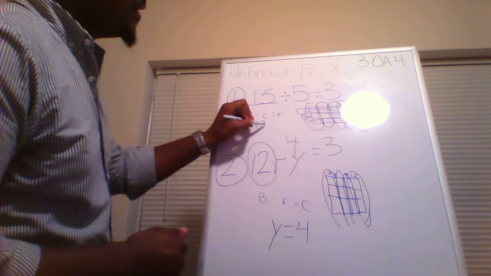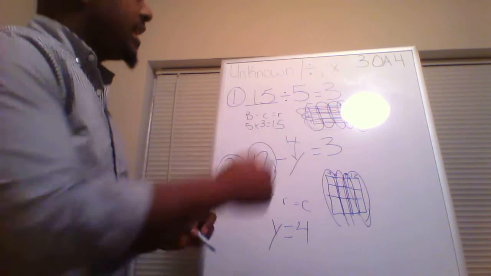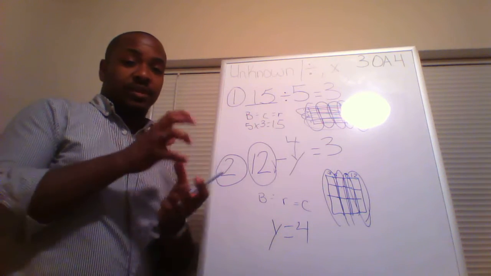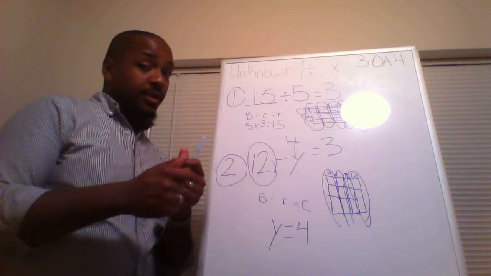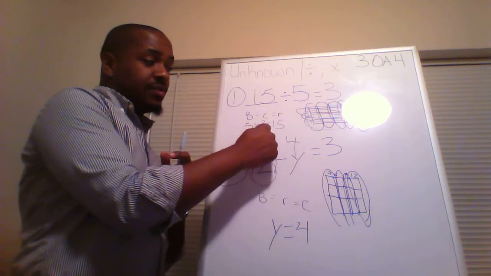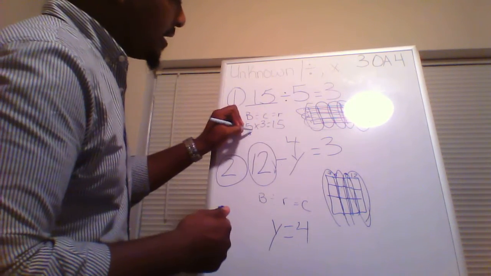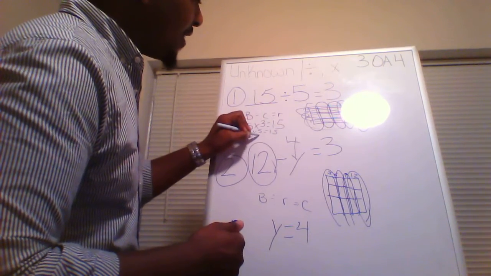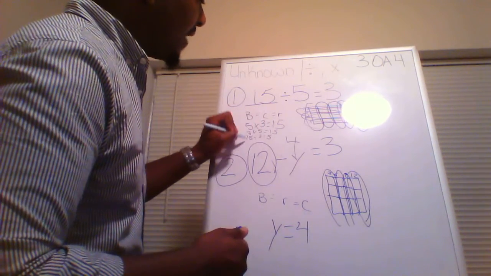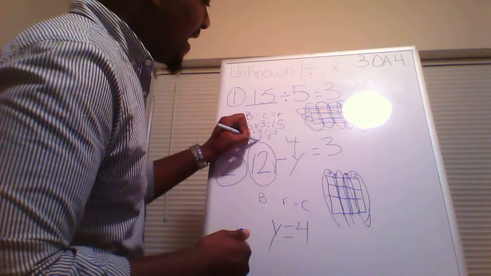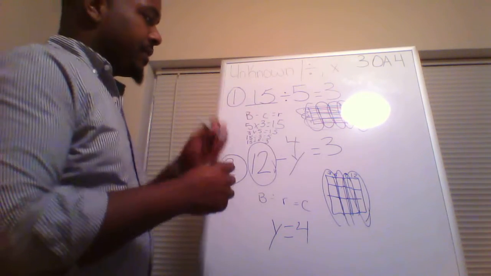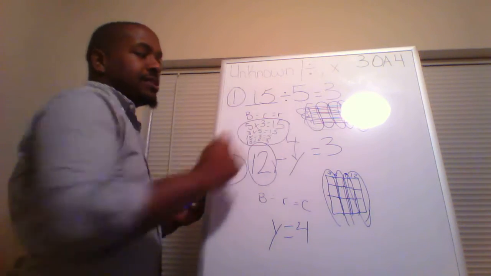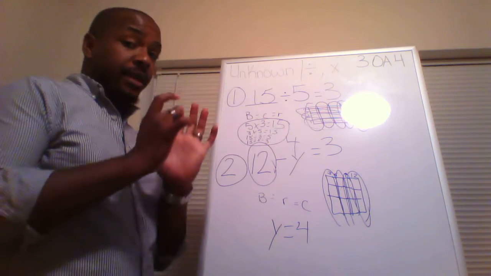5 times 3 equals 15. That shows me that you know that division and multiplication have a relationship. That means that 5 times 3 equals 15. 3 times 5 equals 15. 15 divided by 3 equals 5. And 15 divided by 5 equals 3. This is a perfect answer that will show me that you understand this instead of just giving me an answer.